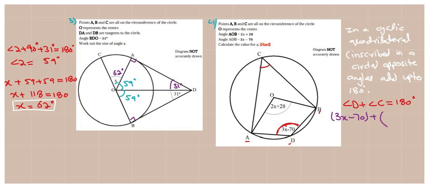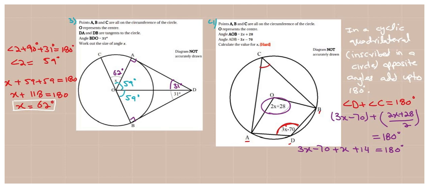We can have this angle C if we take half of this angle, which is the central angle, because C is at the circumference and the angle which is at the circumference is the half of the angle which is at the center, like 2x plus 28 whole divided by 2. So overall the situation is 3x minus 70 plus x plus 14 is equal to 180 degrees.